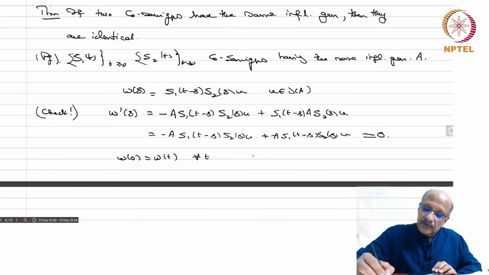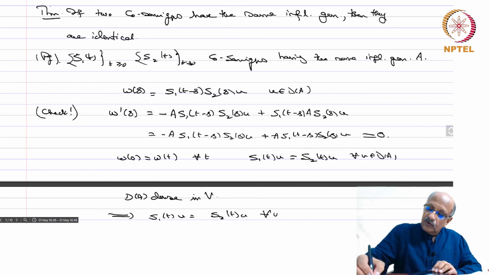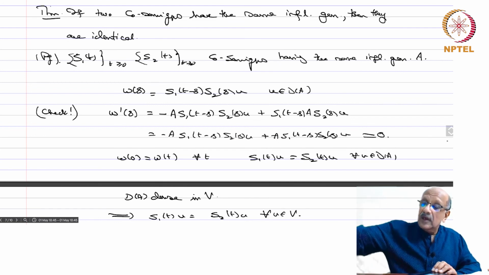W(0) is S1 of t, S2 of 0 is identity, u equals, and if you take W(t), S1 of 0 is identity, so you get S2 of t of u for all u in D of A, and then D of A is dense in V because it is an infinitesimal generator, and therefore we have S1 of t of u equals S2 of t of u for all u in V. Okay, so they are one and the same.